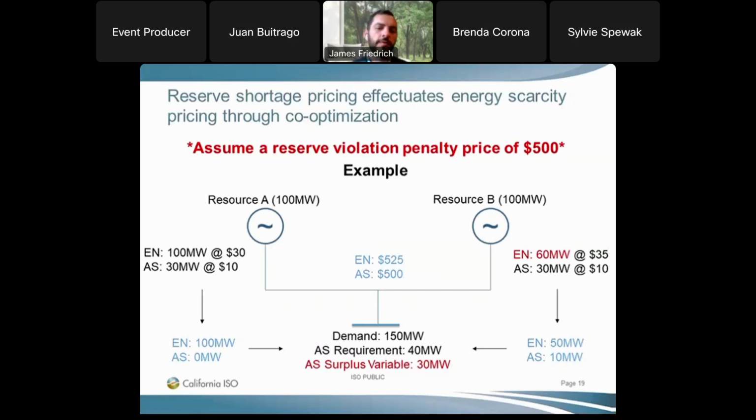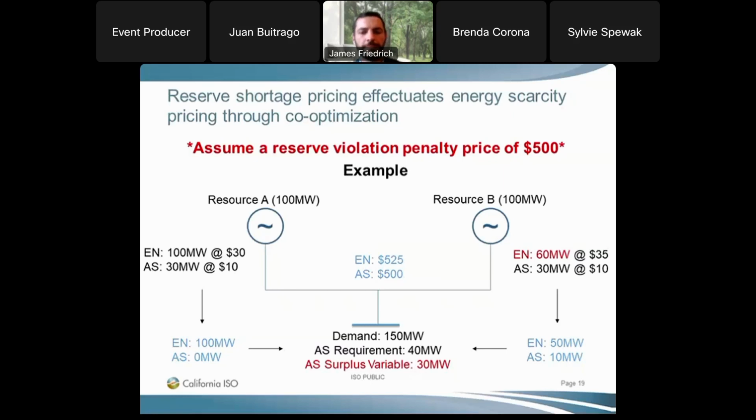So the market is really smart and says, okay, well, because we want resource A to be indifferent between the schedules that we give them, the marginal price of energy has to reflect the opportunity cost for resource A not to provide reserves. So in this case, the energy marginal clearing price is the sum of the marginal bid for energy, which is resource B's $35 bid, plus the $490 opportunity cost of resource A to not sell reserves, and that equals $525. So very similar to the simple example before, but basically it shows that through reserve shortage pricing, you are able to also reflect that shortage into the energy price as well.